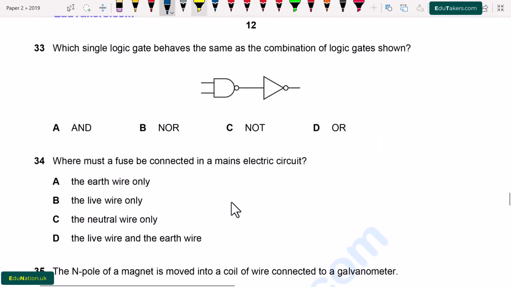Question number 33. Which single logic gate behaves the same as that of the combination of logic gates shown? Here we can see that two logic gates are shown. First one is NAND gate, while the second gate is NOT gate. So which one of the single logic gate can be used at the place of the combination of this logic gate? First of all, we know that NAND gate is obtained when I apply NOT gate over AND gate.